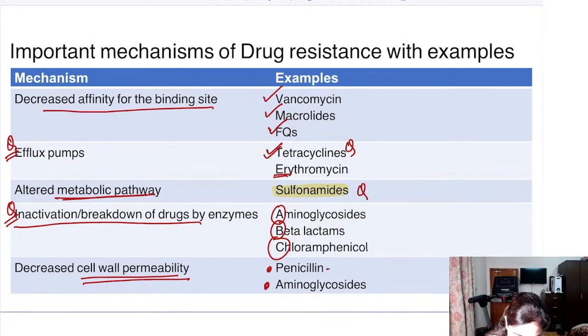For penicillin, the most common is not this; this is the second type. If they ask the most common for penicillin, it is inactivation by the enzymes. Penicillin's second is this one. Similarly for aminoglycosides, the most common is breakdown by the enzymes. The second is cell wall permeability. So you should know which is the most common and which is the least common. So these are the important drug resistance mechanisms with examples, right?